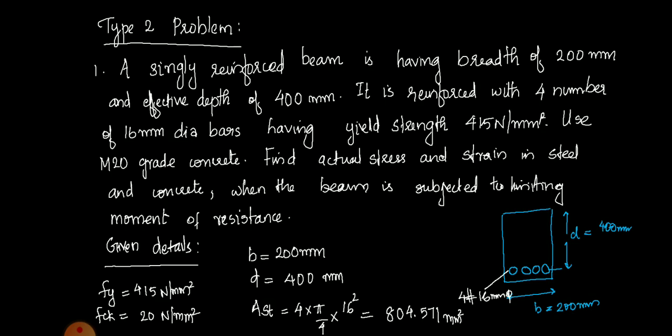Given details include Fy is equal to 450 Newton per mm square, Fck is equal to 20 Newton per mm square, width and effective depth are given. It's also given that 4 number of 16 mm dia bars. Then you can calculate Ast, which is equal to 804.571 mm square.